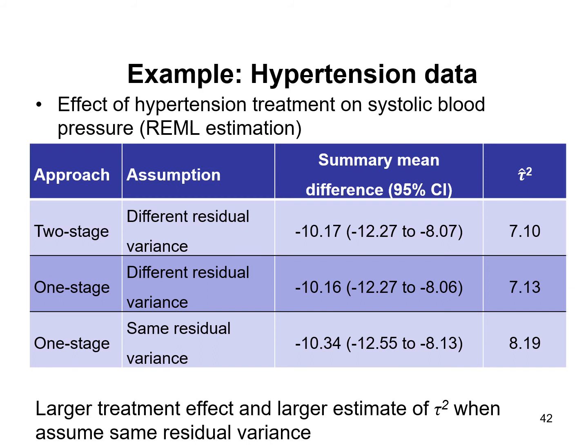So let's have a look at that. Let's go back to the hypertension data and look at the treatment effect on systolic blood pressure. A 2-stage approach gives you a minus 10.17 treatment effect.